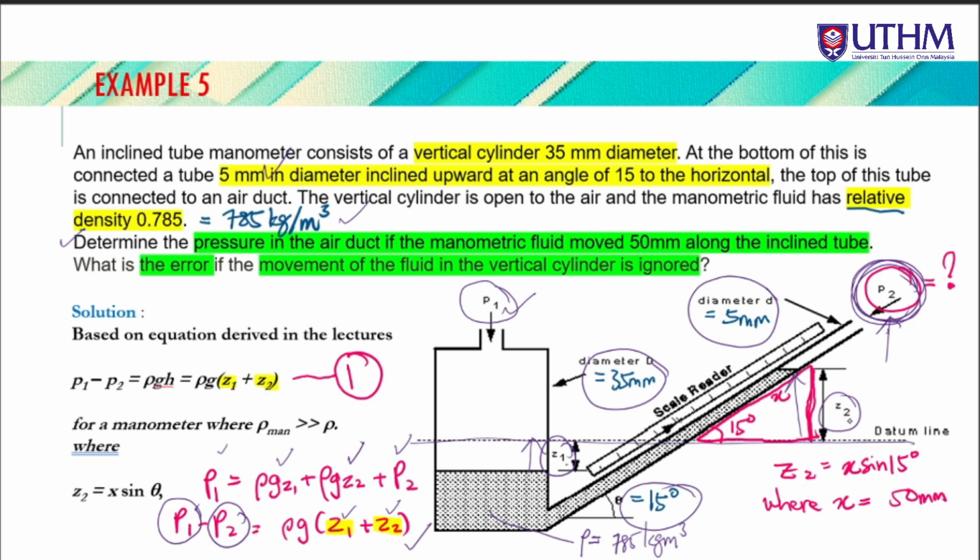So Z2 ni sebenarnya kita boleh dapat dari this trigo lah, trigonometry. Okay, since the angle that the inclined tube creates with the datum line is equal to 15 degree, and this value of X is given kan, sebab dia kata the manometric fluid move 50 mm along the inclined tube. So this value of X is equals to 50 mm. So kita boleh tahu Z2. So Z2 equals to X sin 15 degree, where X equals to 50 mm. So Z2 is settled. So macam mana kita kira Z1 pula?